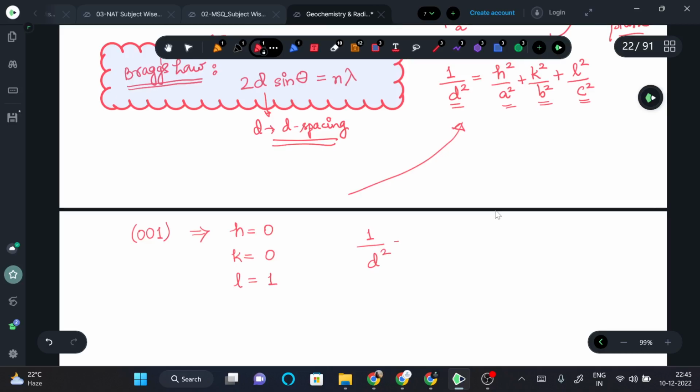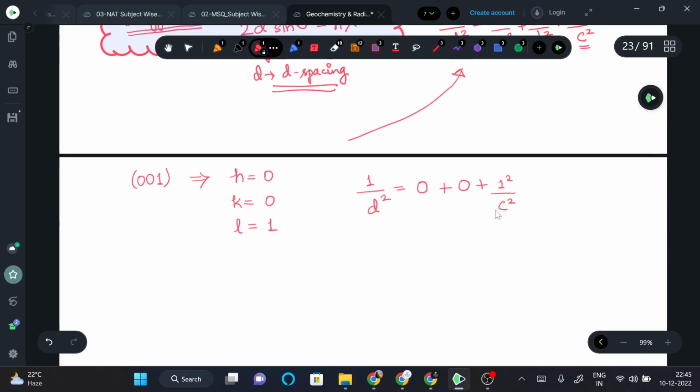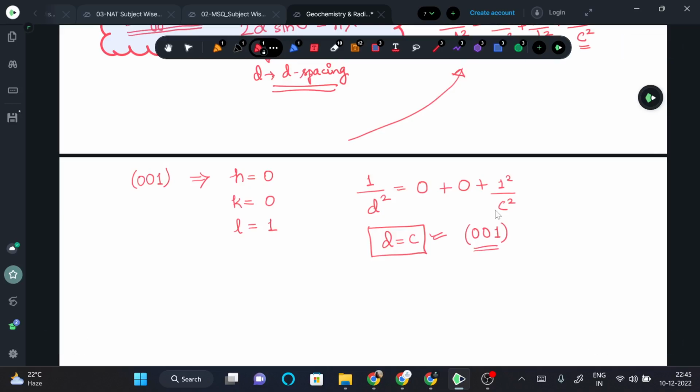What will be D? So let's see. 1 by D square is equal to, this will come out to be 0, H is 0, K is also 0. What is L? L is 1 square divided by C square. So what relation are we getting from here? D is equal to C, right? D spacing is equal to the axial length on the C axis for the 001 phase. We are just calculating for the 001 phase because it is asking only about that. So we get D is equal to C from here.